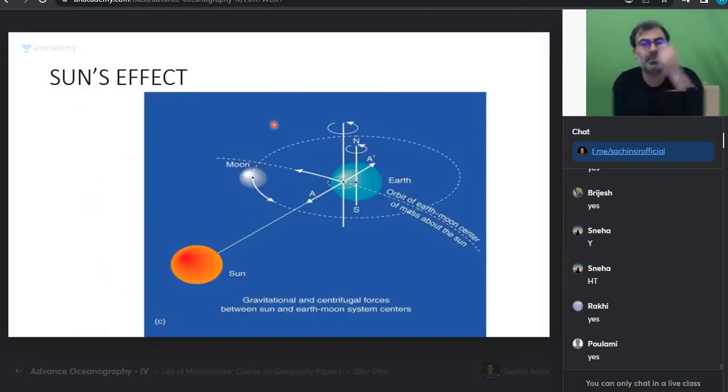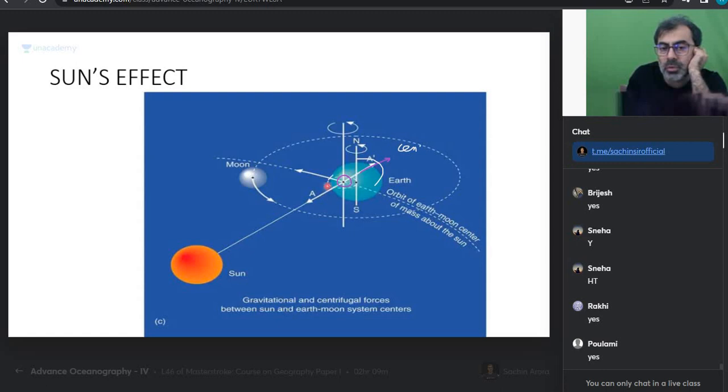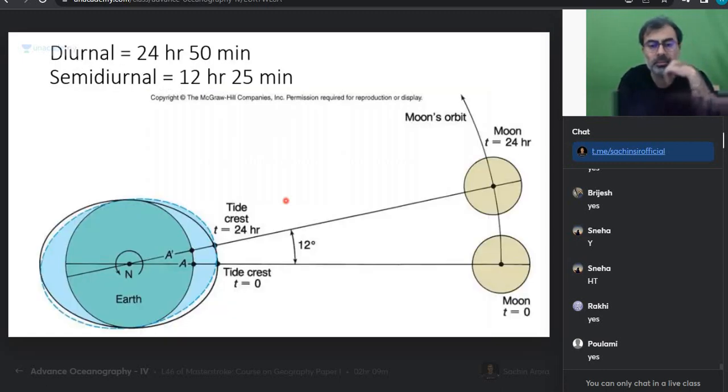Is everyone okay? Sun's effect, remember this? I told you with respect to a common orbit of Earth, Moon, center, the mass of this. So with respect to this, everything is thrown away. True? So this is where centrifugal force is acting. The centrifugal force causes a bulge, and Moon was also causing a bulge, something of that sort. We'll explain this later, diurnal and semi-diurnal.